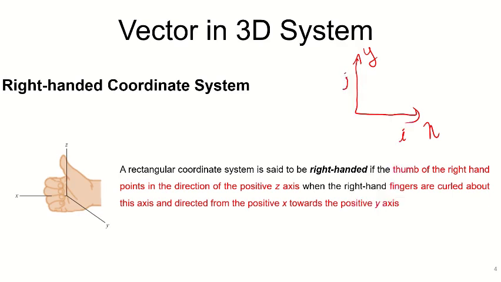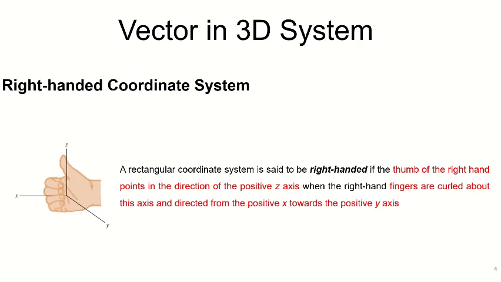So now, instead of the two-dimensional system, we are going to learn about vectors in the three-dimensional system. Instead of having two axes, x and y, now we have three axes, x, y, and z, right?